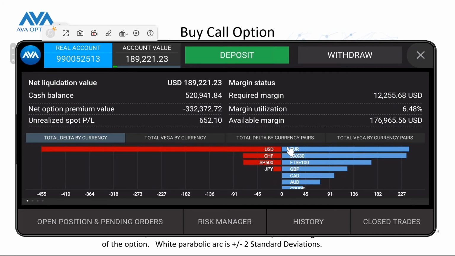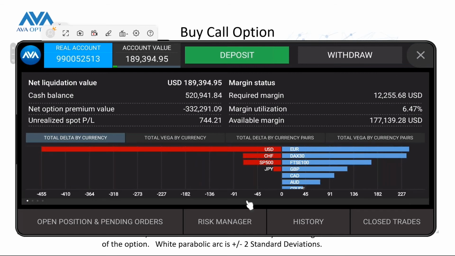I am long in blue, euros, the DAX, FTSE, the pound, Canadian dollar, Aussie, crude, and I'm short dollars, Swiss, S&P 500, and yen. So the trade we just did was a euro dollar trade. If I'm long euro dollar, it means I'm long euros and short dollars. So this bar chart is taking all of our positions and breaking them down into their component parts to show you your net exposure from options and spot trading, from euros and dollars, currencies, etc.